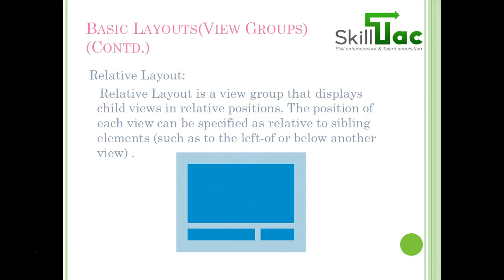If we take an example, say we have one view, view 1, and we want to place another view on the left side or the right side, then we have to create a dependency that the next view should be on the left side of view 1 or on the right side of view 1. Similarly, we can place a view on top of view 1 or below view 1. That is how we can put relative positions using relative layout, such as to the left of or below another view. So you can assign dependencies between views using this layout.